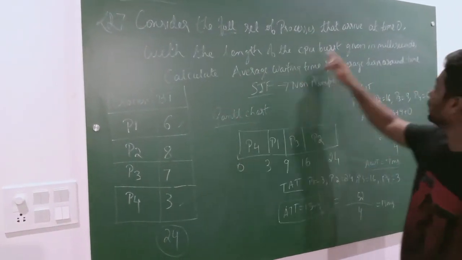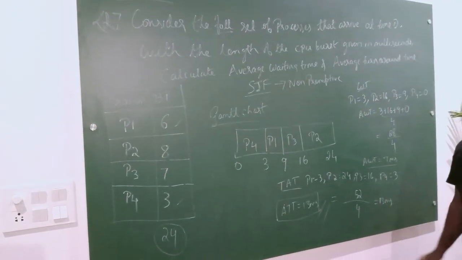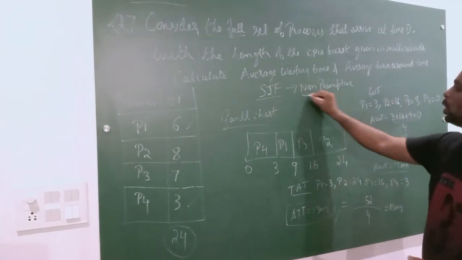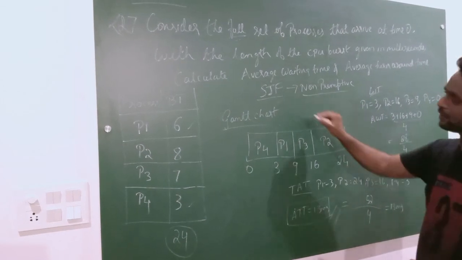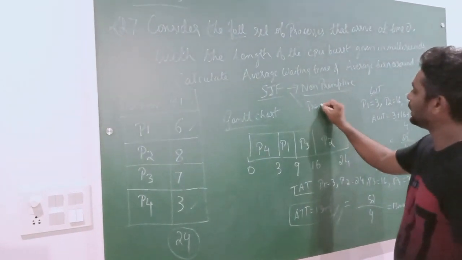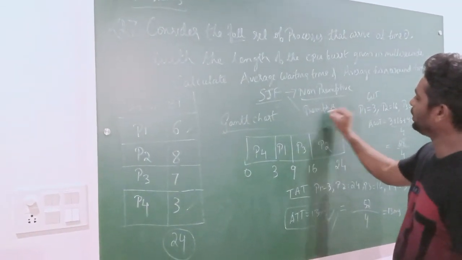Whenever it is simple, all the processes arrive at what? Time 0. So both we have discussed about non-preemptive itself. Your SJF can be preemptive as well as non-preemptive. So we'll discuss preemptive.